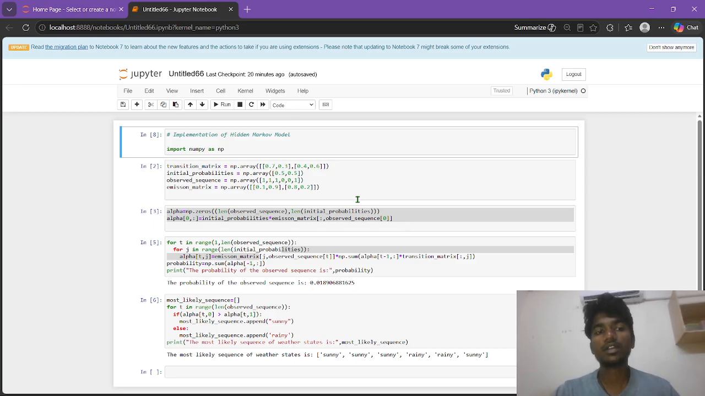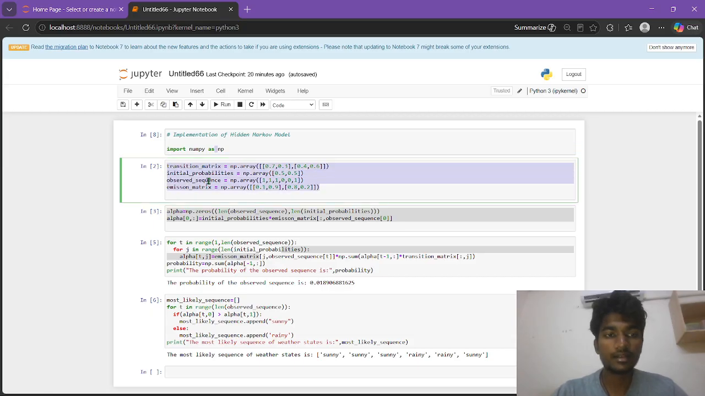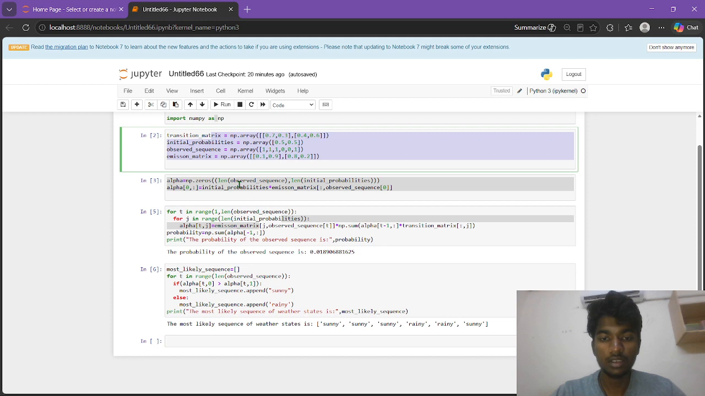Today we will be dealing with the topic implementation of hidden Markov model. Firstly, we will be importing all the necessary packages. We will be starting with importing NumPy as np, and next we will be initializing all the necessary matrices like transition matrix, initial probabilities, observed sequence and emission matrix. These cells initialize all the data required for the hidden Markov model.